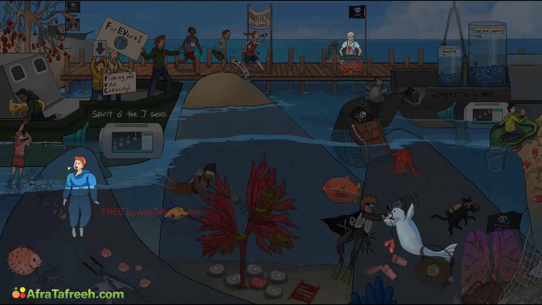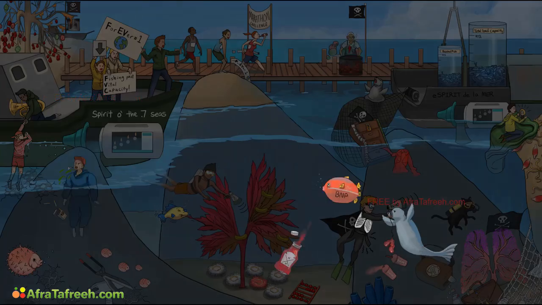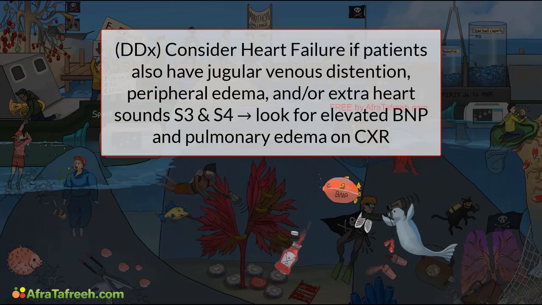In patients older than 50 presenting with asthma-like symptoms for the first time, think about other common conditions such as COPD and heart failure. Asthma still occurs, but it's a young man's disease and is much less likely to present for the first time in older adults. If you suspect heart failure, look for jugular venous distension and peripheral edema. Listen for extra heart sounds such as an S3 and S4. And look for an elevated BNP level and pulmonary edema on chest x-ray.